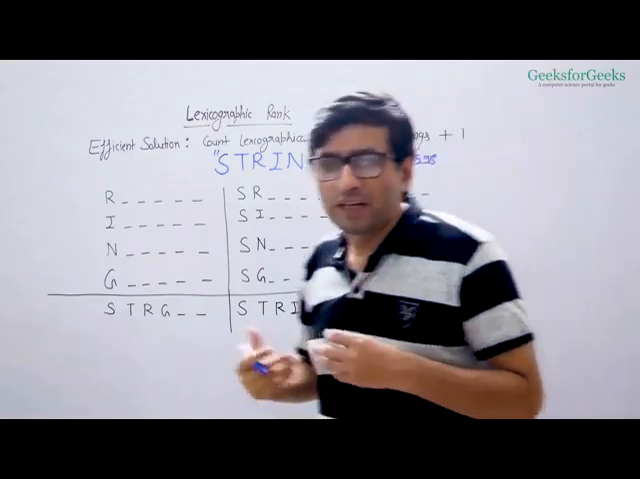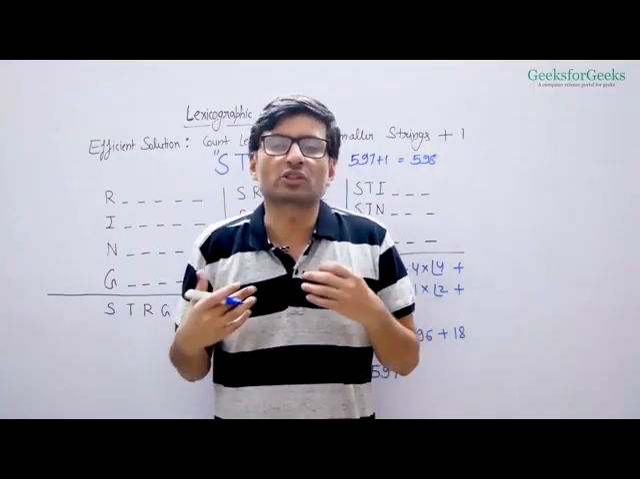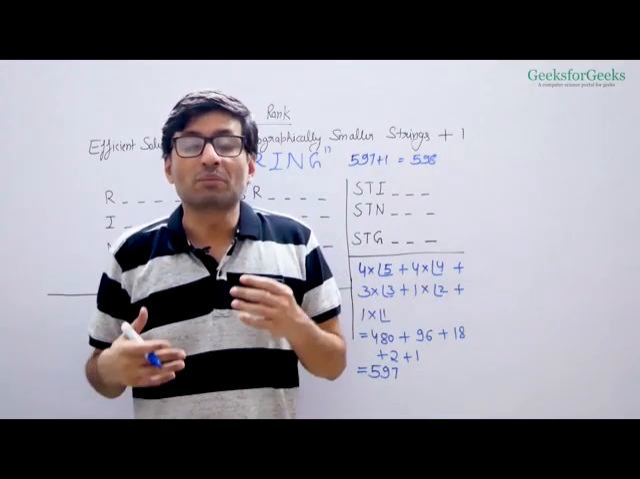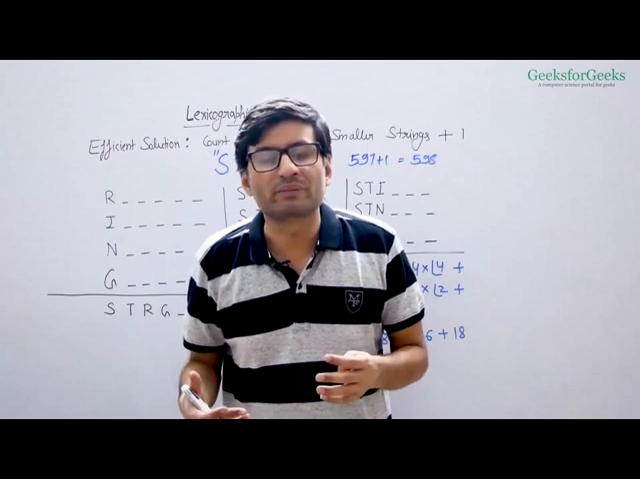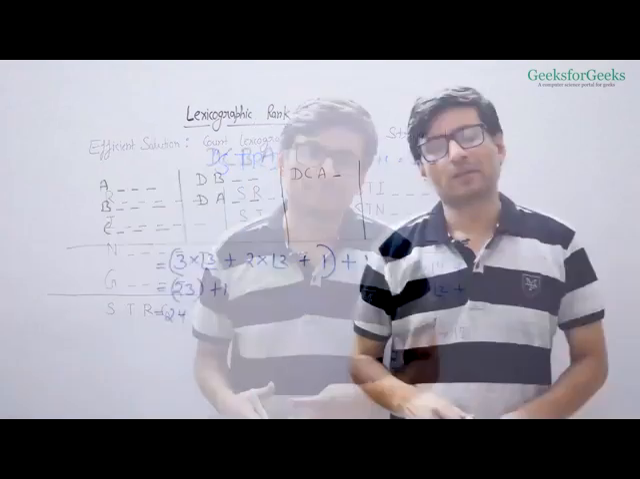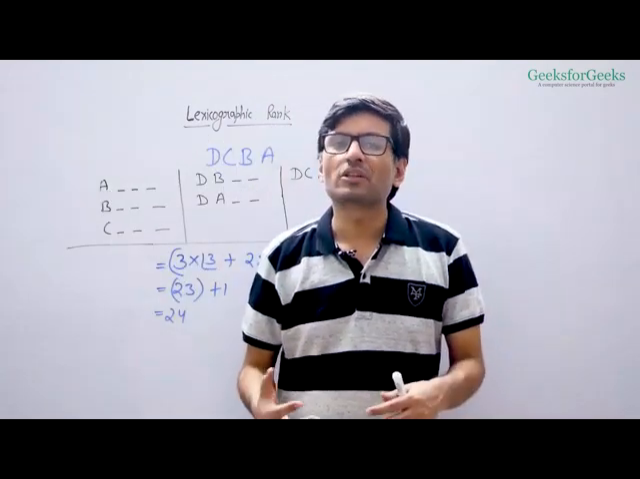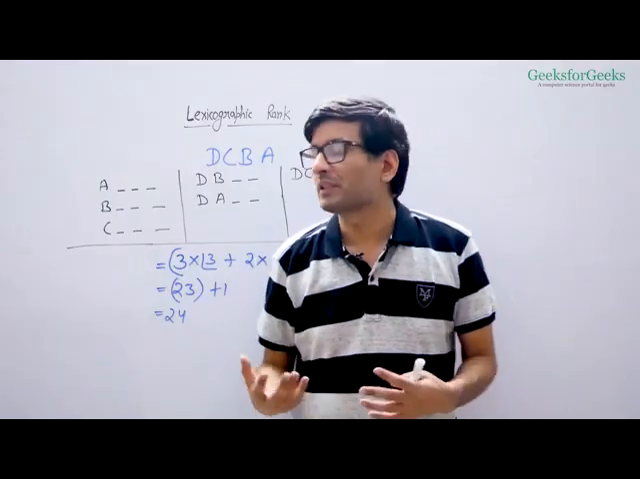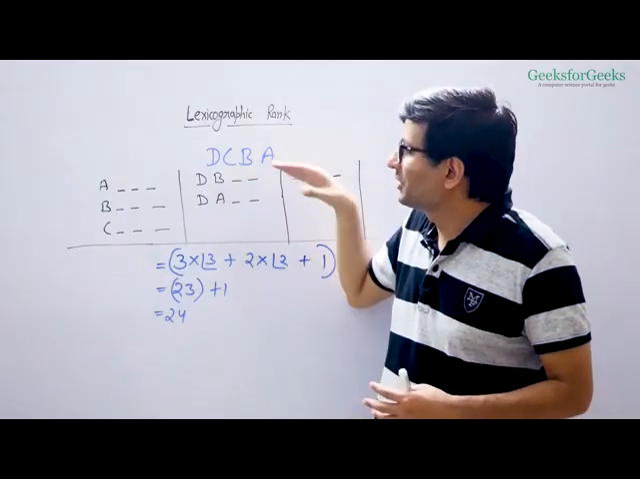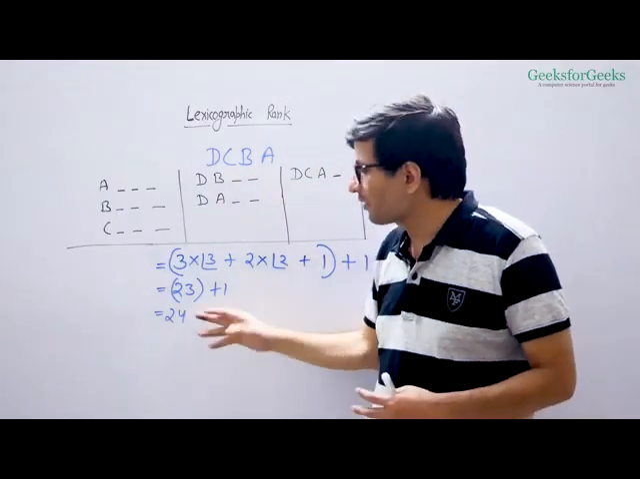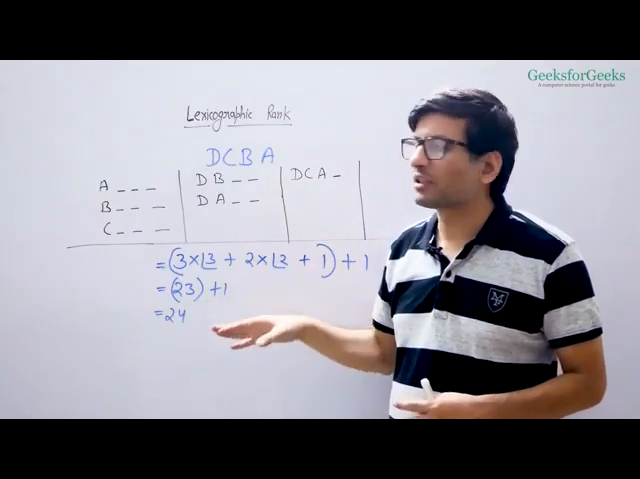Now you have enough idea how we get the lexicographic rank of this string. Please pause this video and try to implement this approach in big O of n time. Let us now see one more example to get better idea of the problem. We have say string DCBA. We know this rank is 24. Now how do we get 24 using this method?